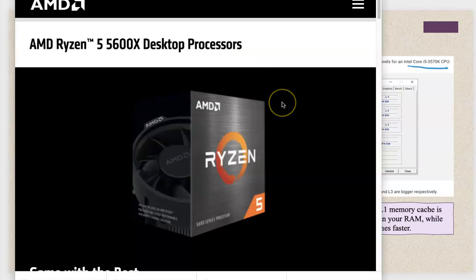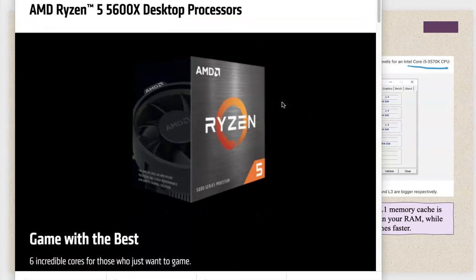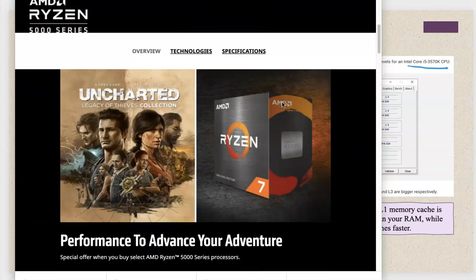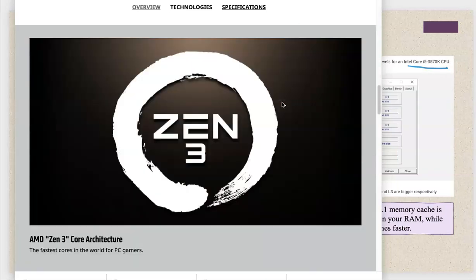Alright, so I'm clicking on the link, AMD Ryzen 5 5600X desktop processor. So we see that, let's go for the performance.